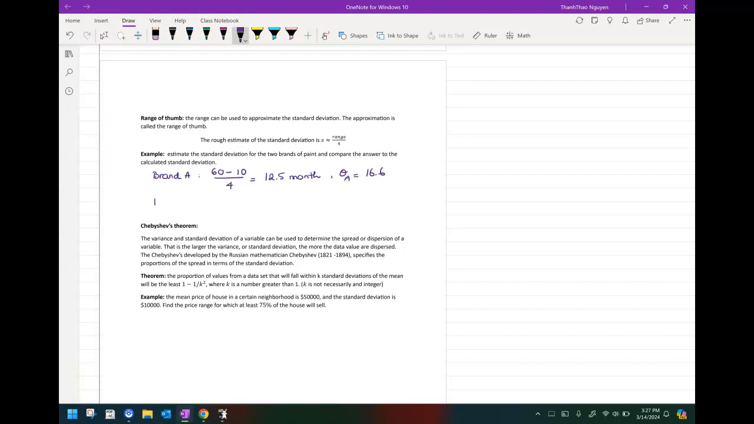Okay. For brand B, the range was 45 minus 25, divided by 4. So this is about 5 months. And the standard deviation that we calculated earlier was 5.5. So that's a pretty close approximation.